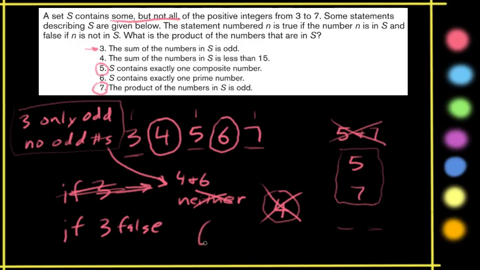Can we have 6 be the only number? If we had just 6 in the set, the sum of the numbers in the set is odd. That's false. The sum of the numbers is less than 15. Oh wait, that's true. That was because this was number 4. But yeah, if it's only 6, then the sum is less than 15. That makes 4 true, which we already know can't happen.